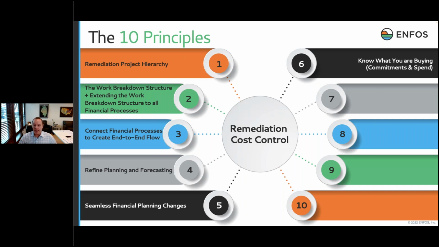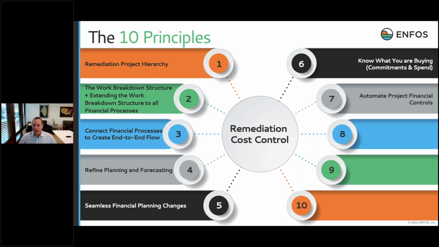Know what you're buying is number 6. When we talk about know what you're buying, we start with the work commitment. That is the purchase order. Maybe it's called a work authorization or a work order, but it's a work commitment to the supplier who's responsible for that job as the general contractor or the primary consulting partner. And then the spend is the spend. It's the actual cost of executing the work.